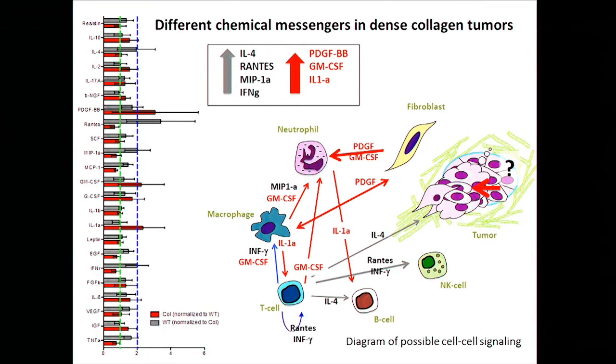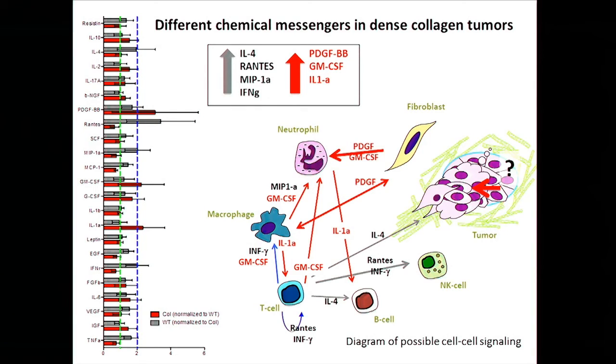So everything that's above the blue line in red is elevated in the dense animal, and everything in gray is elevated in the wild type animal. And so there's actually different chemical messengers in these two different systems. What that suggests is that if we have women with dense breast tissue, their breast cancer might be fundamentally different than women who don't have dense breast tissue.